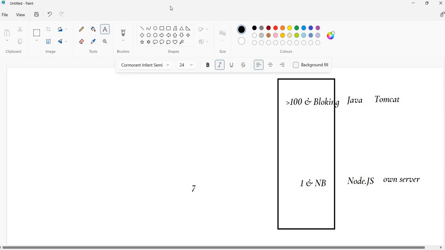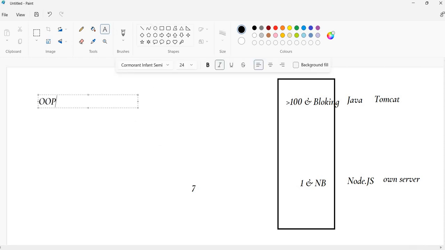Mm-hmm. Because Java provides the OOPS concept, but even though JavaScript provides OOPS based, this Java provides code reusability and garbage collection. Garbage collection is a wonderful feature of Java.